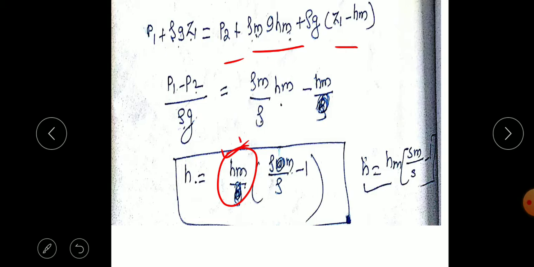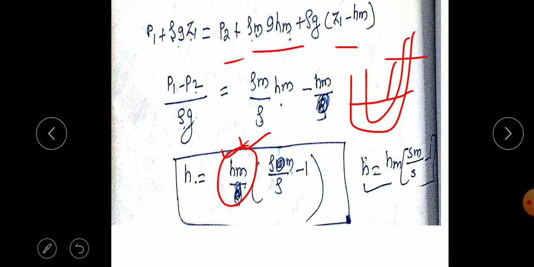So this Hm we can directly measure in the U-tube manometer, that is, if a differential manometer is connected. This level difference we can record from the differential manometer, and h we can find. So the relation between h and the manometric head is Hm in bracket Sm upon S. Sm is the specific gravity of the manometric fluid, and S is the specific gravity of the flowing fluid.